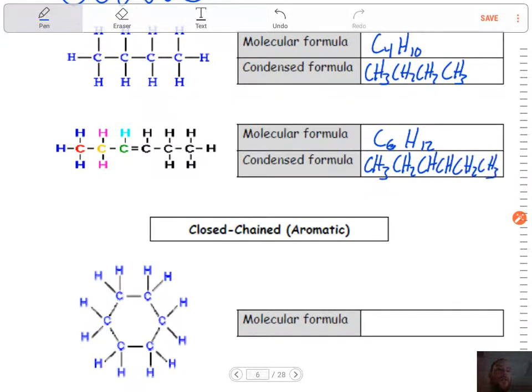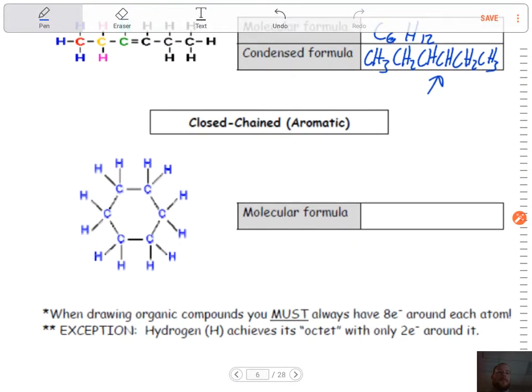Okay. Now, by seeing this condensed formula, guys, like this, that gives us an idea as to, hey, there's got to be some double bond or triple bond in there. So keep that in mind, okay, as we go through it.